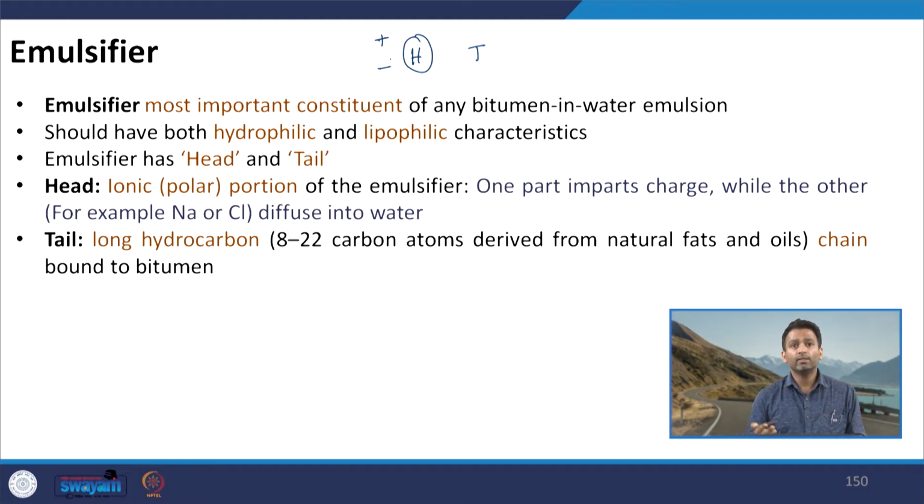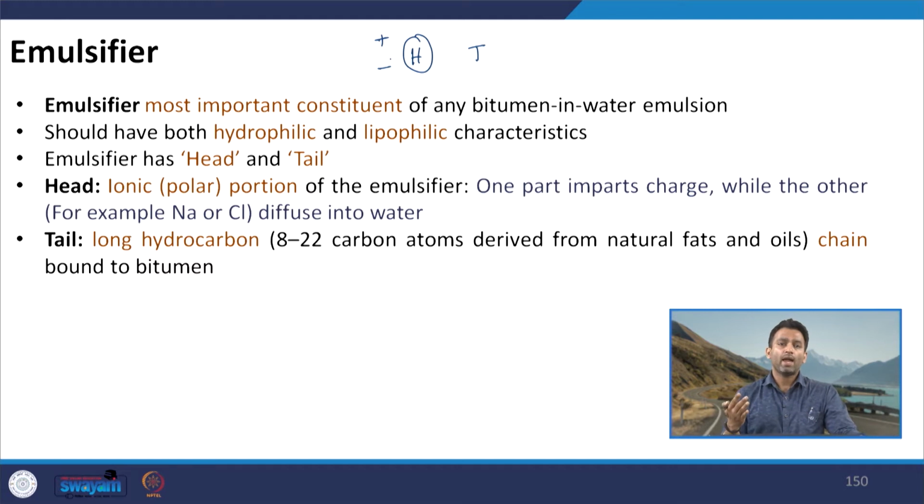On the other hand, the tail basically is a long chain hydrocarbon. Now, depending on the type of emulsifier, the length of the chain can vary, and typically the chain contains 8 to 22 carbon atoms, and these hydrocarbons are basically derived from natural fats and oils.